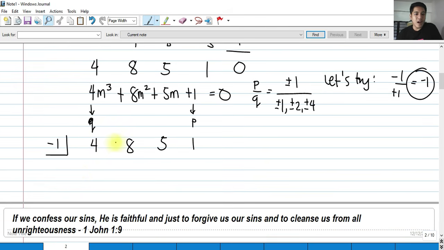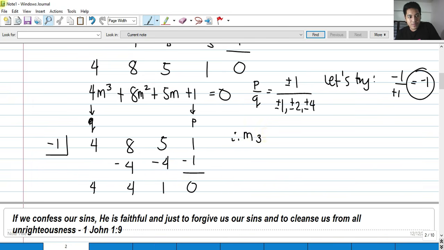So again, we have to bring down this. 4 times negative 1, that is negative 4. 8 plus negative 4 would be 4. 4 times negative 1 would be negative 4. 5 plus negative 4 would be 1. 1 times negative 1 would be negative 1. And we add this to 1, 1 plus negative 1 would be 0. Therefore, another root is, it repeats.